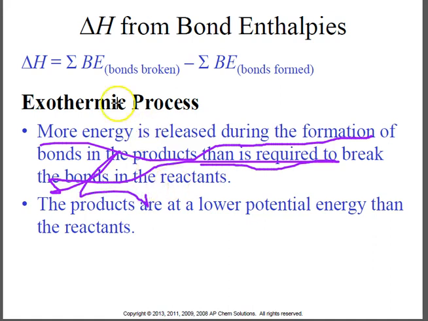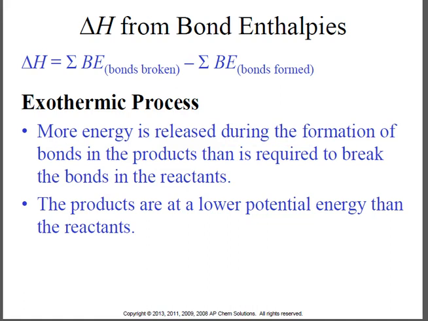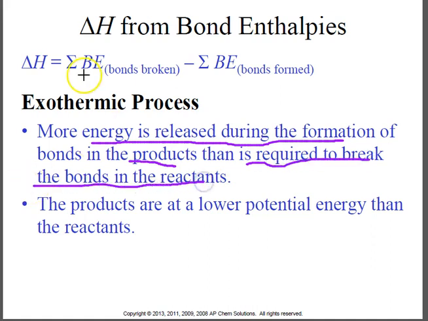Notice the key language here, and that's what I want you to be picking up on. The energy is released when the bonds are formed, and those formed are in the products. There is energy required to break the bonds, and those bonds are in the reactants. If it is exothermic overall, though, that means we had more energy released than we did required.